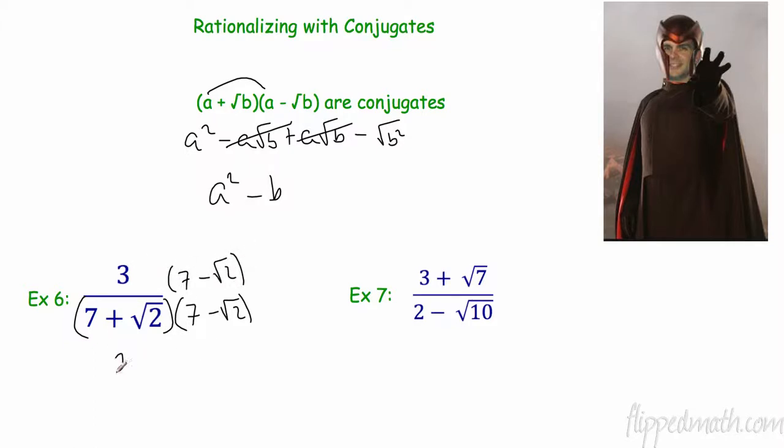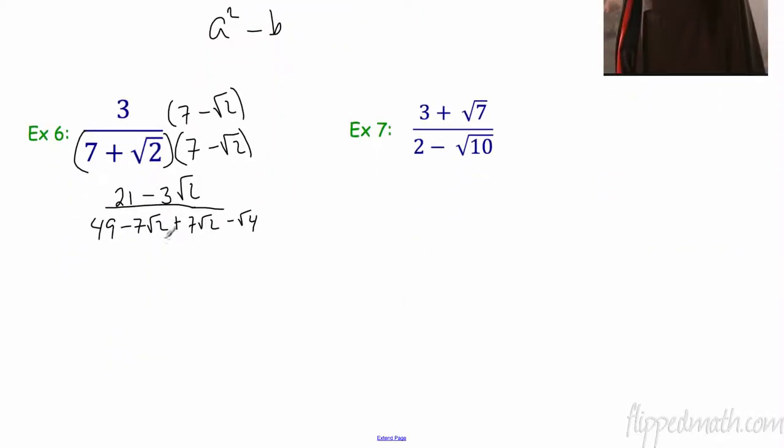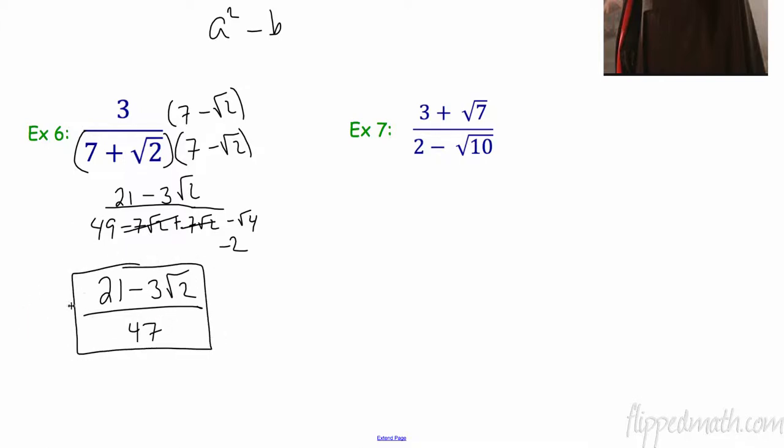So 3 times 7 is 21. 3 times negative radical 2 is negative 3 radical 2. On the bottom, I have 7 times 7 is 49. 7 times negative radical 2 is negative 7 radical 2. 7 times radical 2 is positive 7 radical 2. And radical 2 times negative radical 2 is negative radical 4. On top, there's nothing I can do. I can't combine these things because they're not the same. On the bottom, these cancel out, and I know the square root of 4 is 2. So it's 49 minus 2, which is 47. And there you have it.